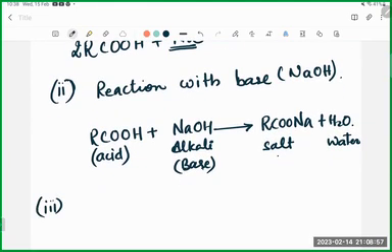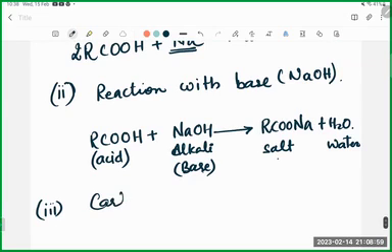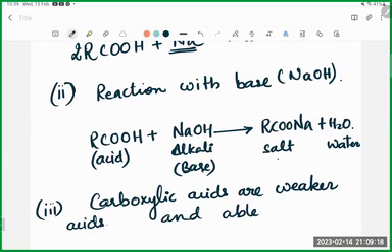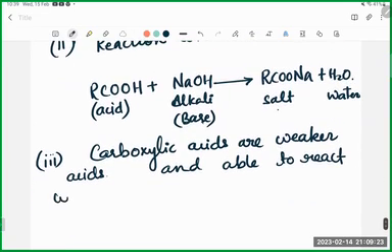Let me introduce one more reaction. Carboxylic acids are weaker acids, not strong acids. They are organic acids, right? So carboxylic acids are weaker acids. Why? Because they are able to react with a weaker base. So this line is indicating its strength.